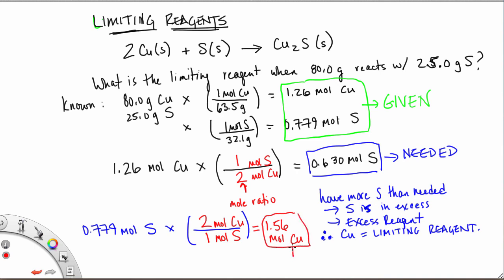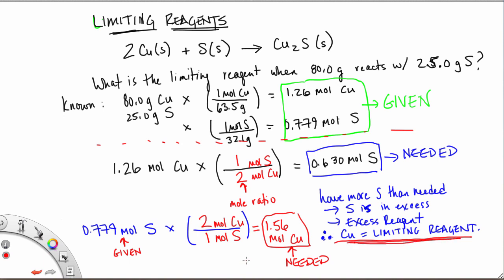Okay, so that's my needed quantity of copper, and this is my given quantity of sulfur. So what I'm going to do is compare it to the information that was up here. I need this much copper, 1.56 moles. How much was I given? I was only given 1.26 moles. So here now you can directly see that I don't have enough copper. I have 1.26 moles, I need 1.56 moles. Therefore, this reiterates that copper is my limiting reagent.